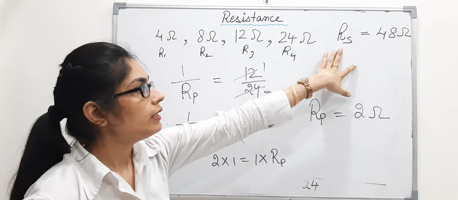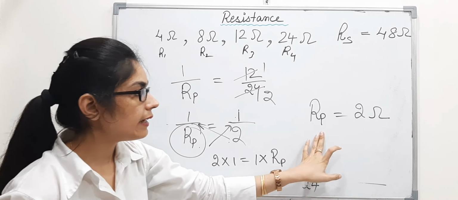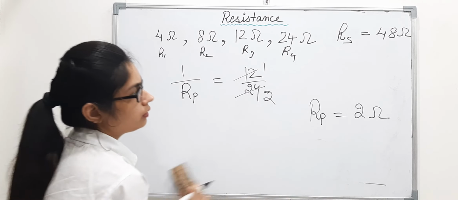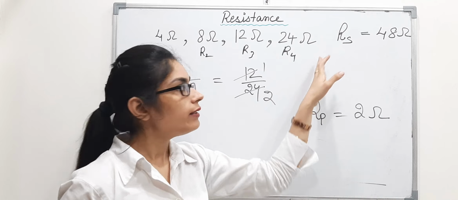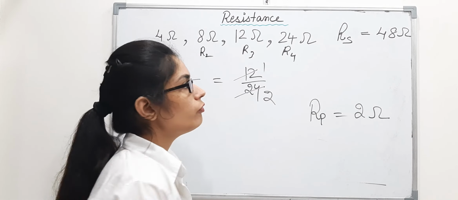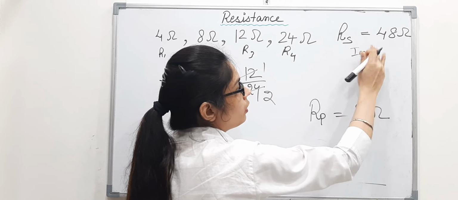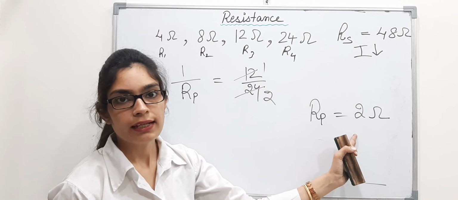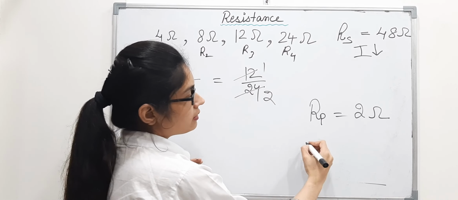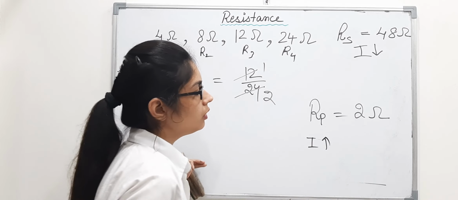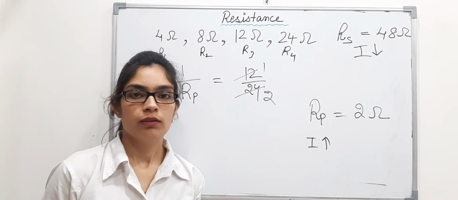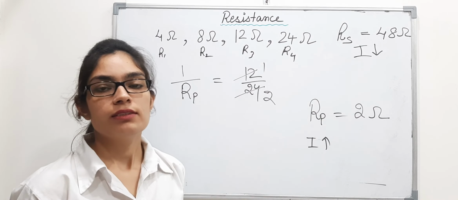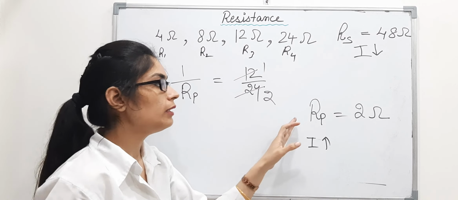Can you compare now? In series we got 48 ohm, but in case of parallel combination we got 2 ohm. So from here we can conclude that in series combination the resultant resistance will be too high. If resistance is too high, current I will be too less. If resistance is very less, current will be more. So whenever you see any question about in which case resistance will be more, in series combination resistance will be more as compared to the resistance in parallel combination.